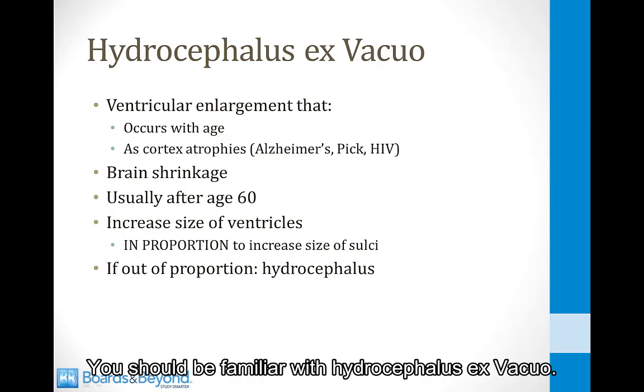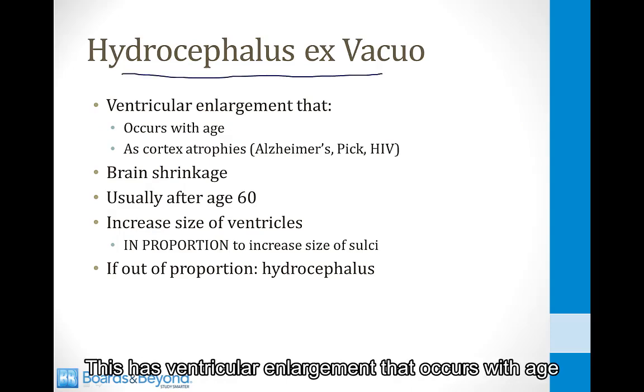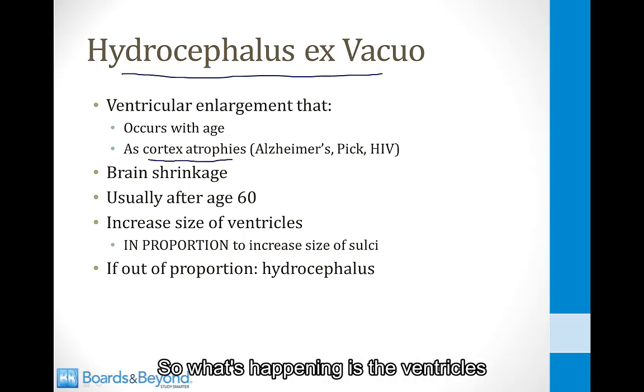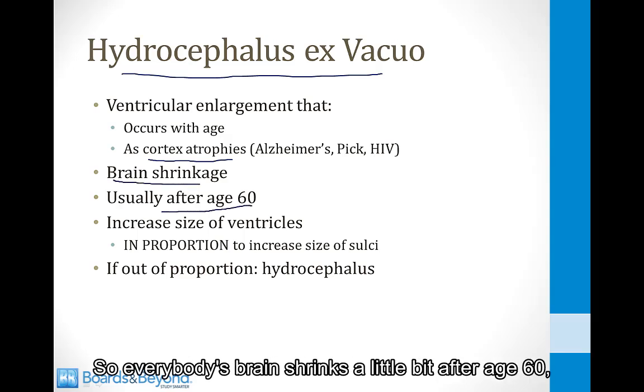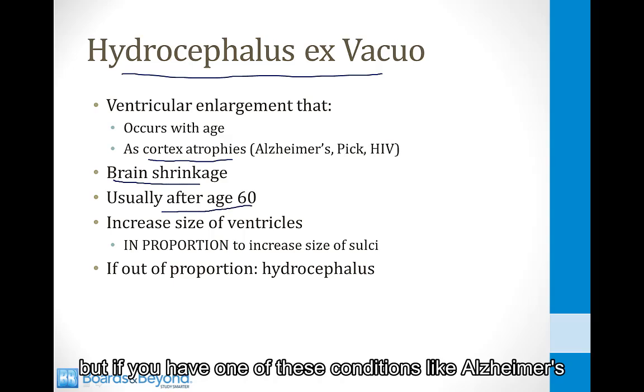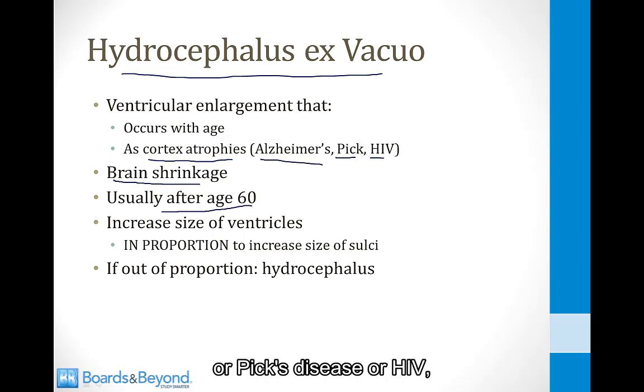You should be familiar with hydrocephalus ex vacuo. This is ventricular enlargement that occurs with age as the cortex atrophies. So what's happening is the ventricles aren't really getting larger, but the cortex is getting smaller because the brain is shrinking. So everybody's brain shrinks a little bit after age 60, but if you have one of these conditions like Alzheimer's or Pick's disease or HIV, it can shrink even more than usual.